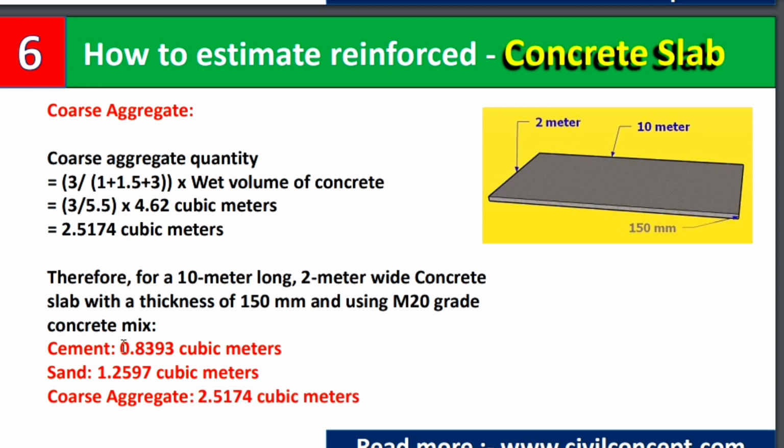Okay, so if you want to convert this cement into kg, then we just have to multiply with its density, and density is 1440 kg per meter cube, and when we multiply with density, then we will get total kg, and again when we divide it by 50, which is 1 bag of cement weight, we will get the total numbers of bags.